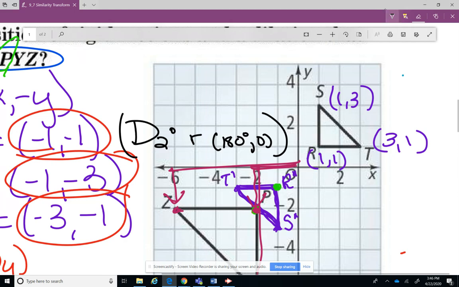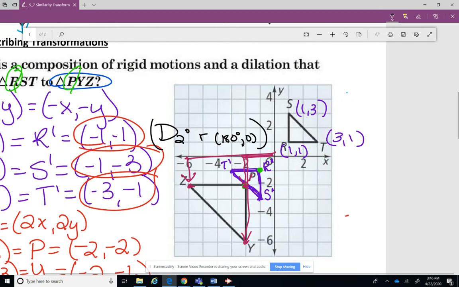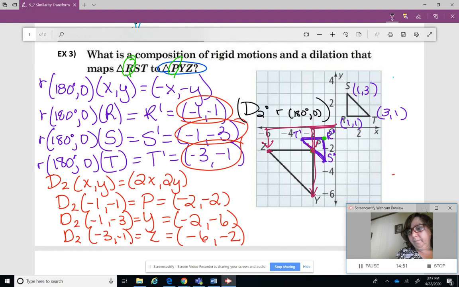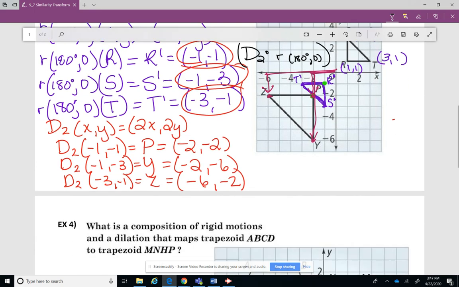Now remember, you always do the second one first. When you have that little open circle, when you're doing a composition, you're going to do the second one first. So 180 degree rotation about the origin, followed by dilation with a scale factor of 2, maps triangle RST to triangle PYZ. All right, now go ahead and go to the next page.